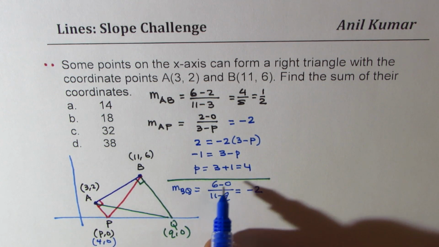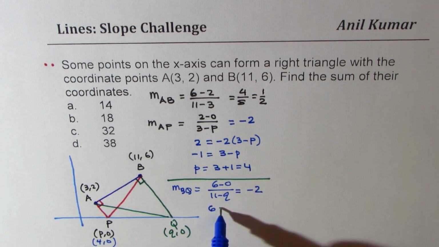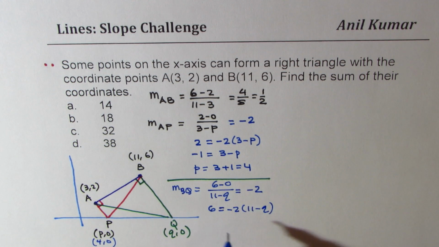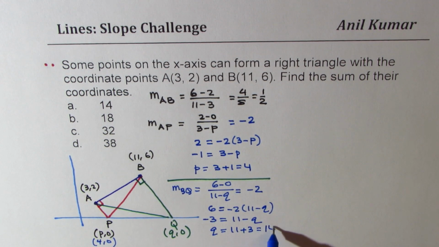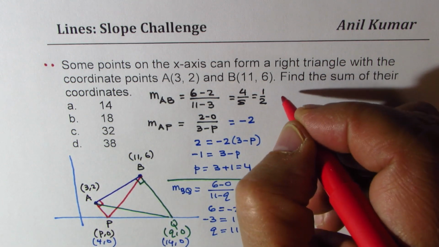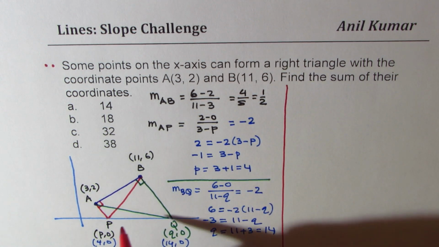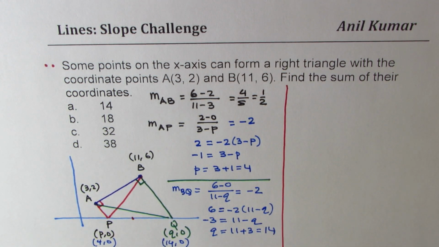So let's cross multiply as we did earlier. We get 6 equals minus 2 times 11 minus Q. Dividing by minus 2, we get minus 3 equals 11 minus Q, or Q equals, bringing it to the other side, Q equals 14. So this point is 14, 0. So we got at least 2 points. Now let's look into the third possibility of having a point somewhere in the middle.